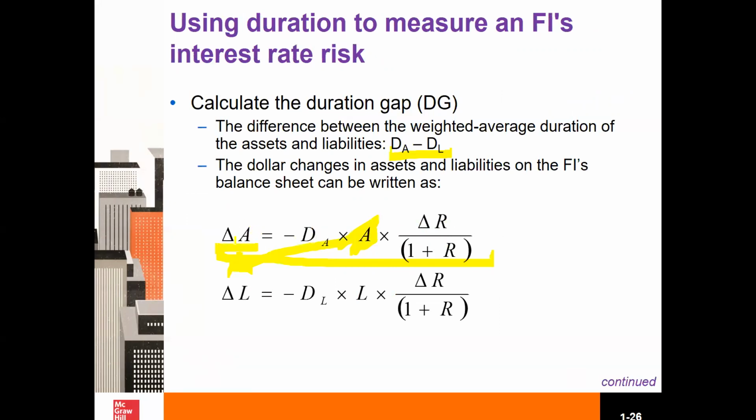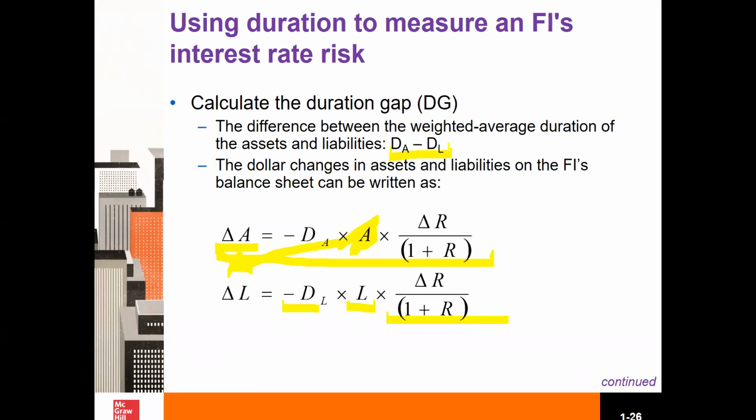So the change in asset value for a change in interest rate should be equal to the asset portfolio duration multiplied by the value of the assets times the interest rate change divided by 1 plus R. And similarly, the change in liability value of the liability portfolio should be equal to the duration of the liability portfolio multiplied by the value of liabilities times the change in interest rate.